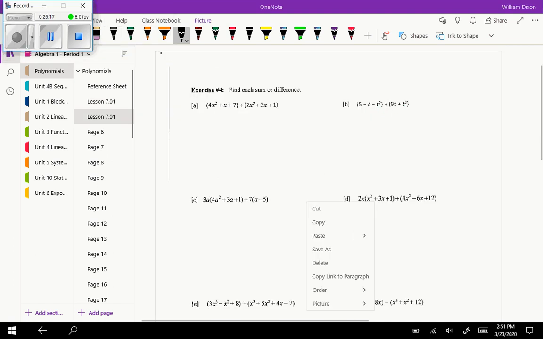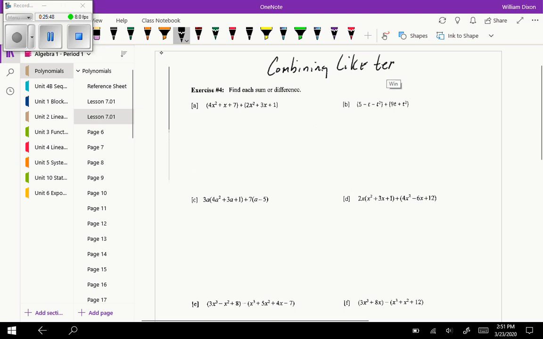All right, we're back. I took a little break. So for exercise 4, we're going to find the sum or difference for each one of these polynomials. Now, I'm going to be honest with you, this is kind of the same thing as combining like terms. So I'm going to put that up here, and I think you should too.